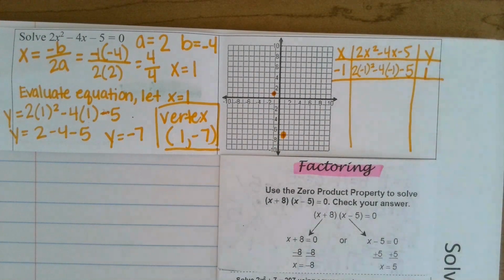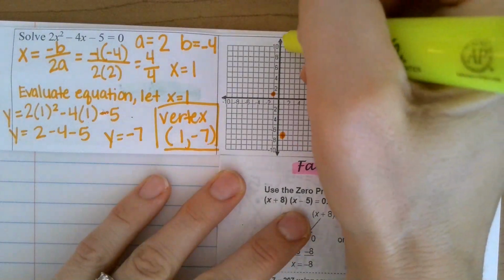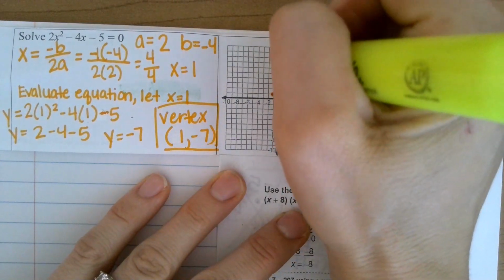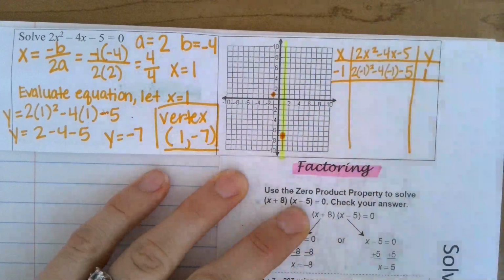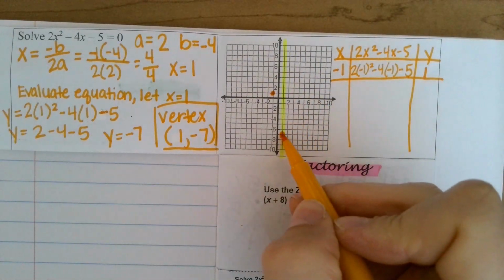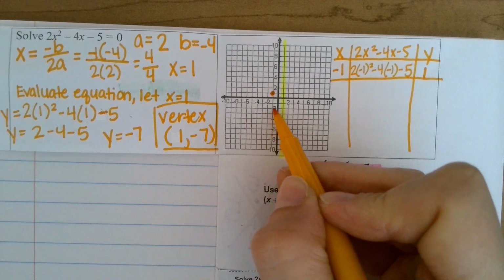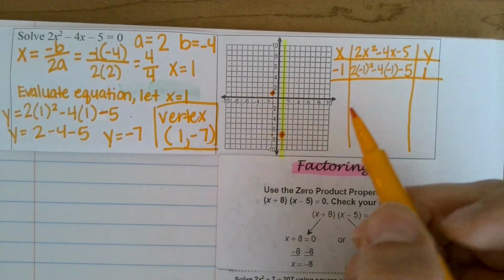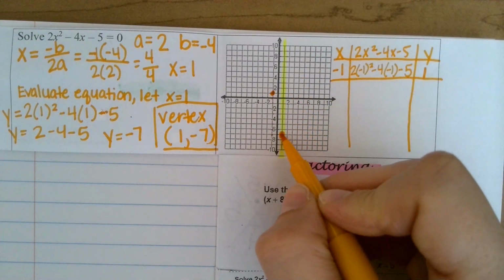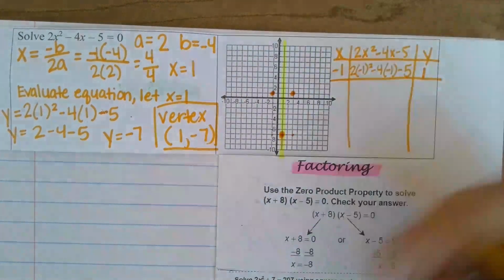Now, something else to point out is, remember our axis of symmetry is this x value here. So I'm just going to highlight this vertical line. Everything's going to be equidistant from this. So like this one, if we went 2 to the left and then we went up 1, 2, 3, 4, 5, 6, 7, 8, it would be the same thing on the opposite side. We would go 2 to the right. So let's just test that out.